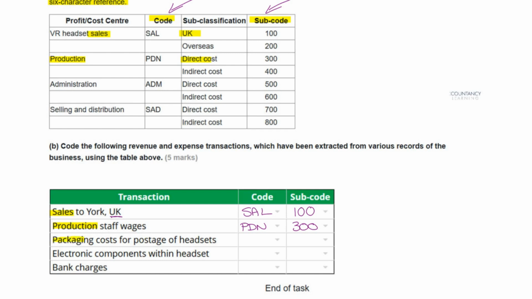Packaging costs for postage of the headset. So postage is all about distributing them, so we're going to be from our selling and distribution code. And this is going to be a direct cost. In order to be able to sell and distribute these products, we need the packaging. So our direct cost under selling and distribution is subcode 700.